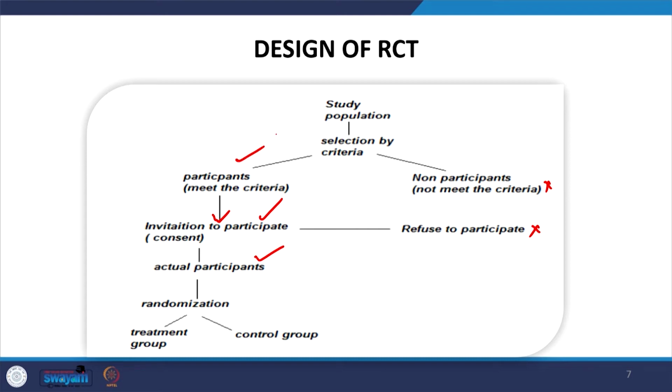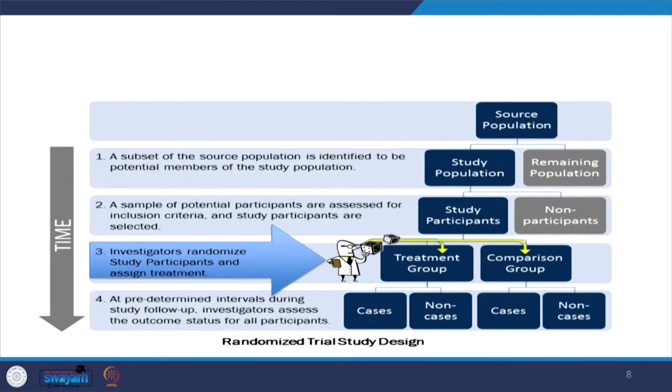Then we divide them into control and treatment groups, which is possible through the randomization technique. When perfect randomization is achieved, that means we are following the design of the RCT correctly. Now we come to the time of allocation in the randomized trial study design.